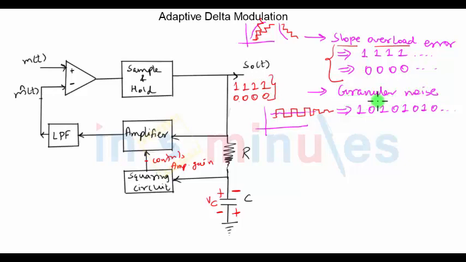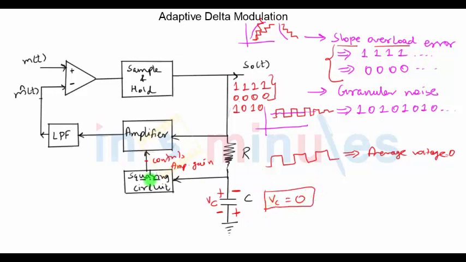In a case where granular noise is taking place, the output will be a continuous occurrence of alternate ones and zeros. So this means you have a positive pulse coming and then a negative pulse coming, positive pulse, negative pulse. Now if you give such a signal to the capacitor, the average value of positive and negative pulses will always be 0. That means the capacitor will charge and discharge, and hence the voltage VC across the capacitor in this case will be 0. The average voltage will be 0. Now if that is the case, the output of the squaring circuit will also be 0, and this will indicate that the amplifier has to reduce the gain.